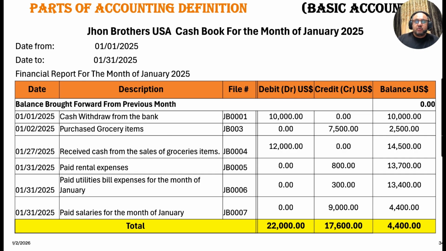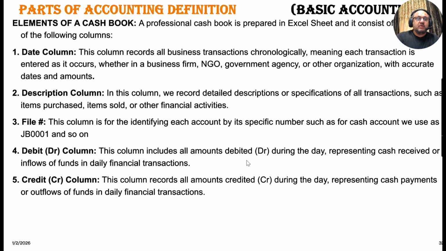That's called amendment. So for the sales, we have 4. For rental expenses, 5. For the utilities, 6. For the salaries, we have 7. These are identification of each account by which we can prepare the ledger account easily. And the other one is the debit column. I have already given you this example.